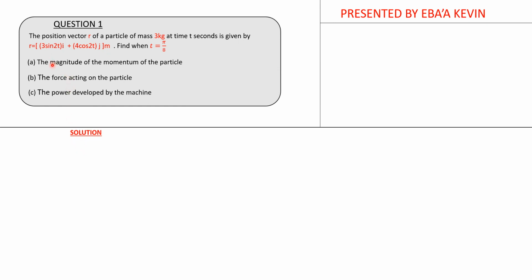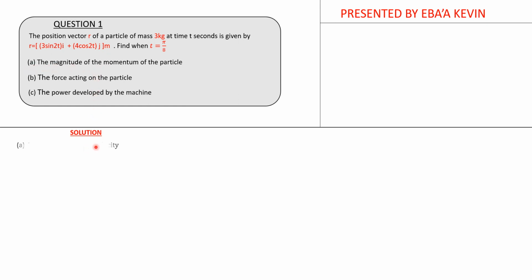So we have to note first of all, in part (a) of the question, that since we have been asked to find the magnitude of the momentum of the particle, in the first place we have to determine the momentum of the particle. Once we have determined the momentum, we can then look for its magnitude. So that is how we are going to proceed for part (a) of the question.